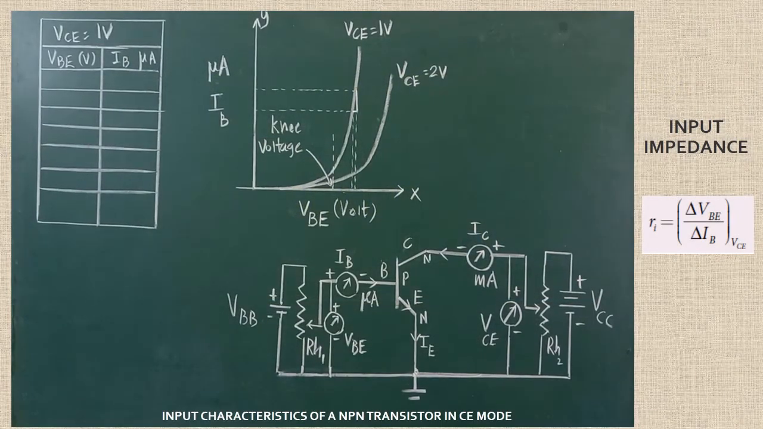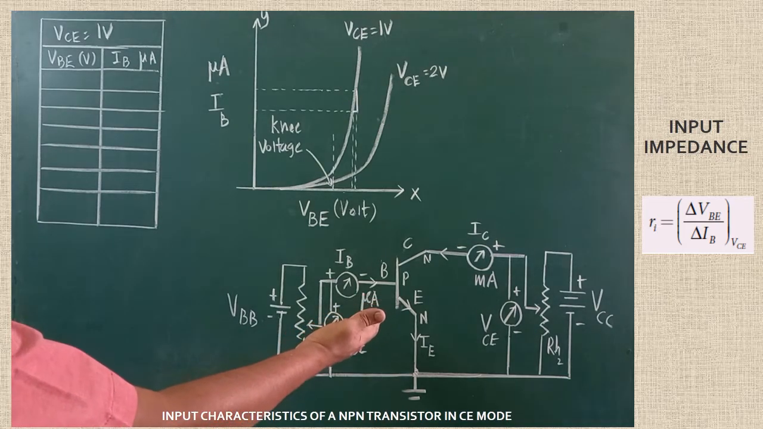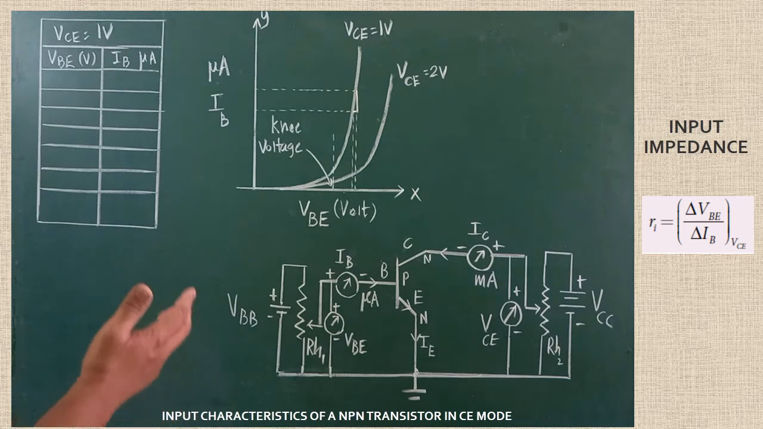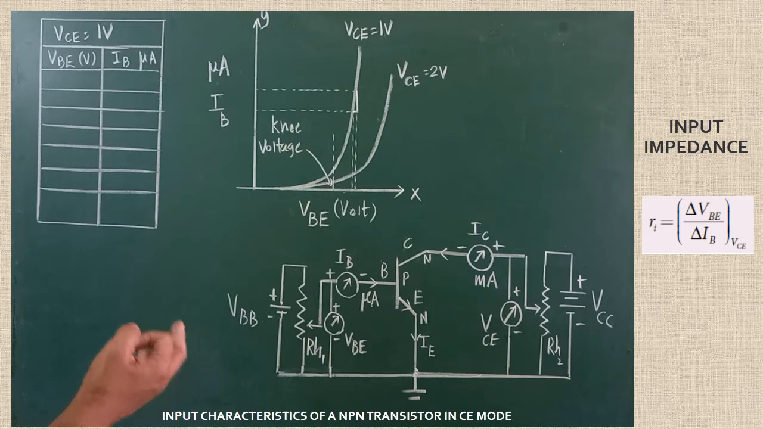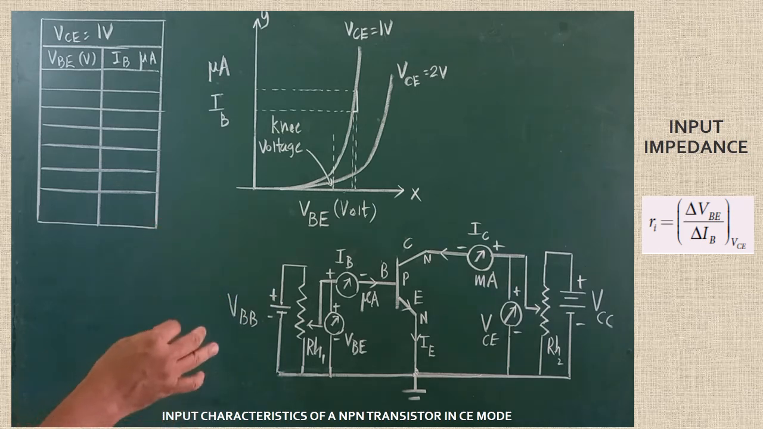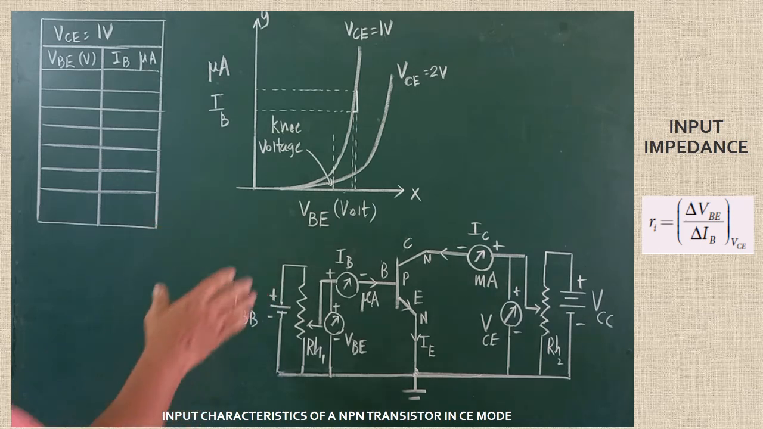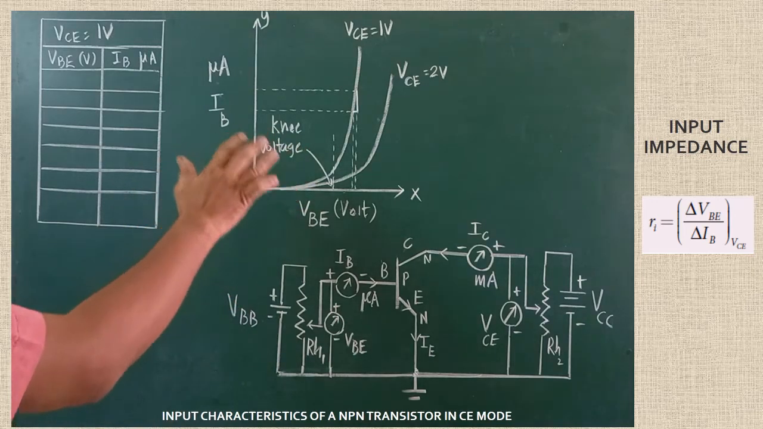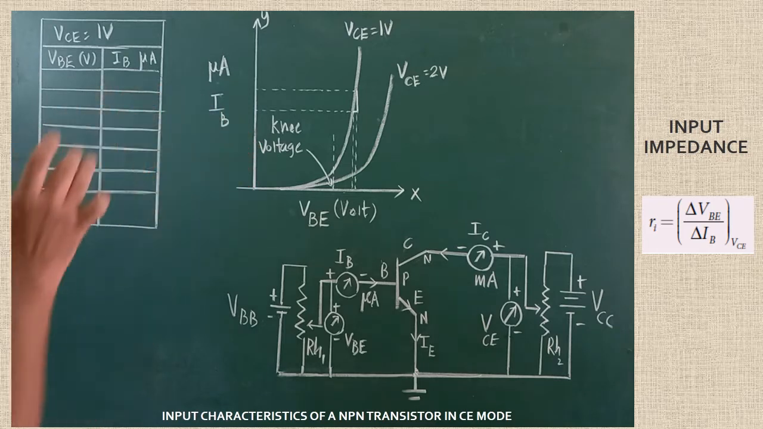In the previous video, I had explained how to draw the circuit for analyzing the transistor characteristics. Now we are going to see how to find out the parameters of the transistor. The first parameter of the transistor is input impedance. To find out the input impedance of the transistor, we have to draw a graph. From the graph alone, we are going to find out the input impedance of the transistor.